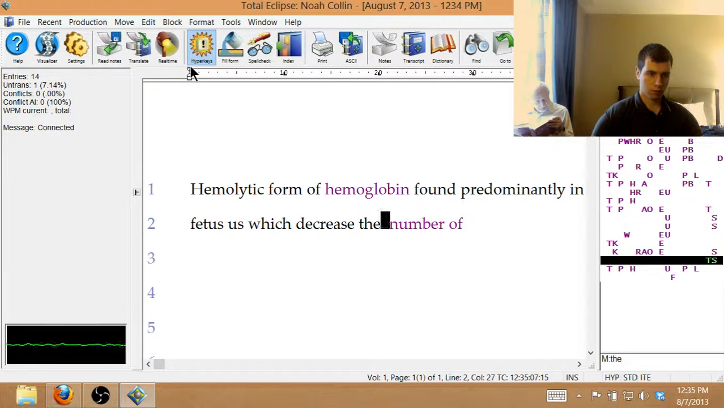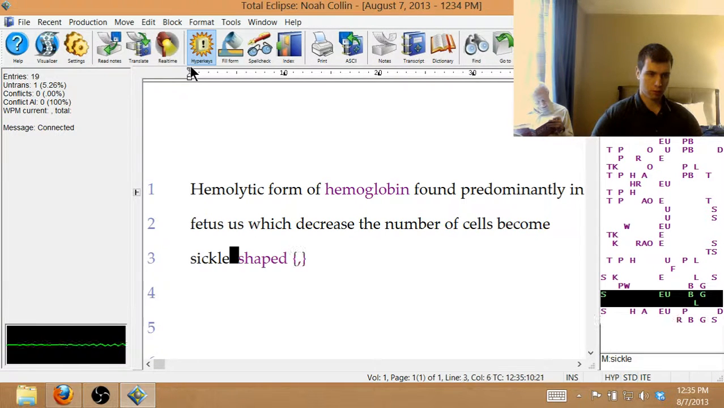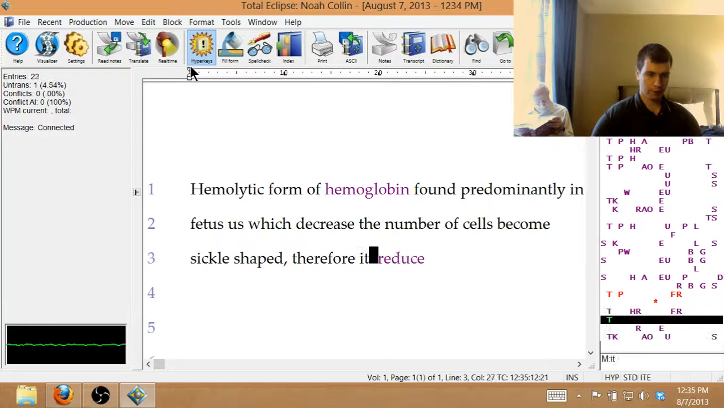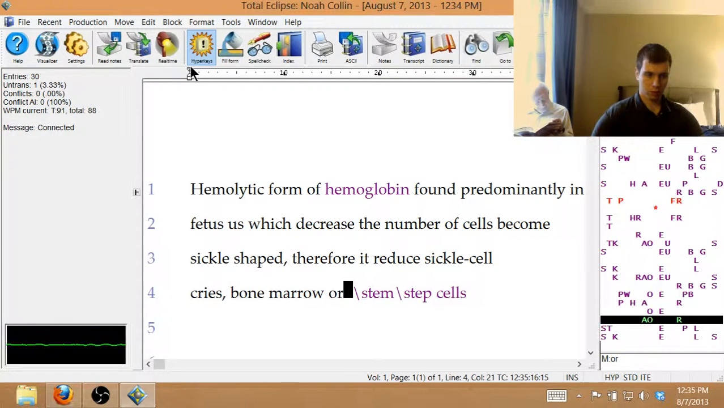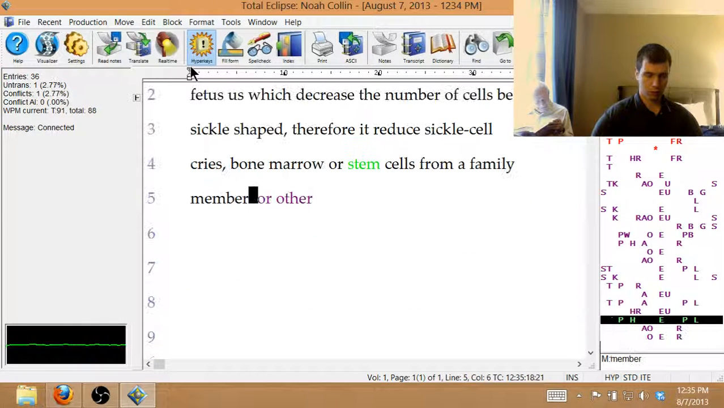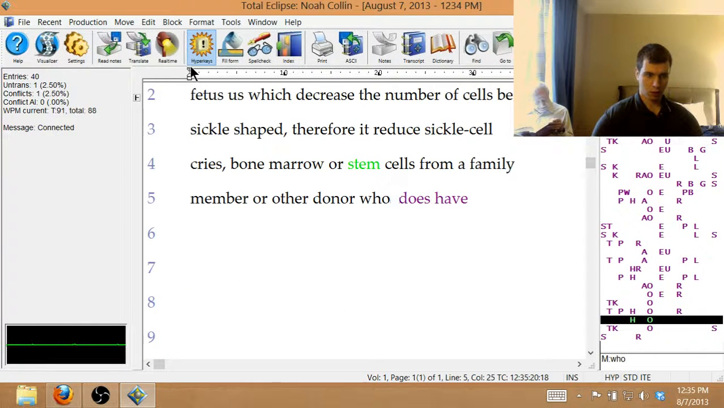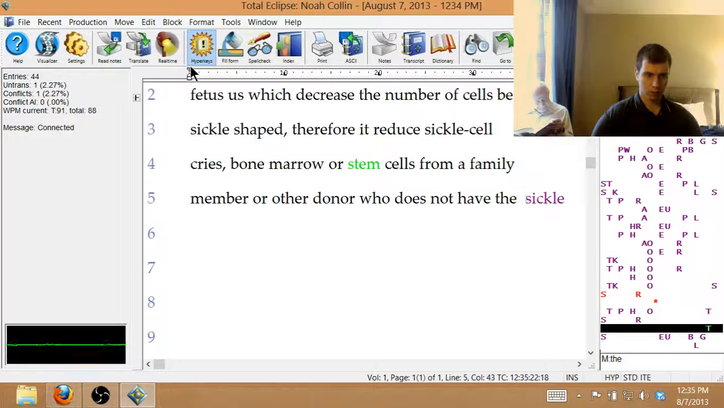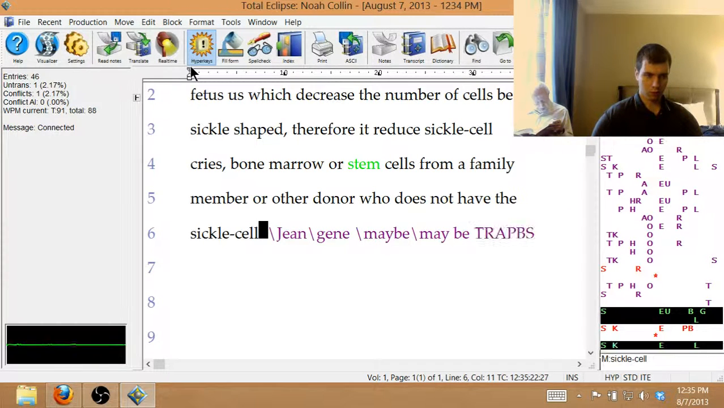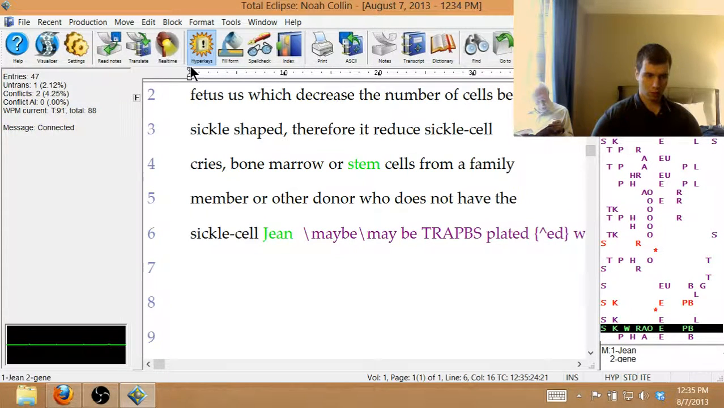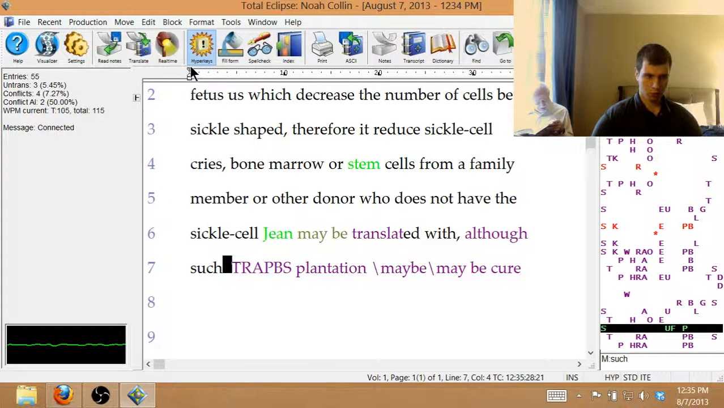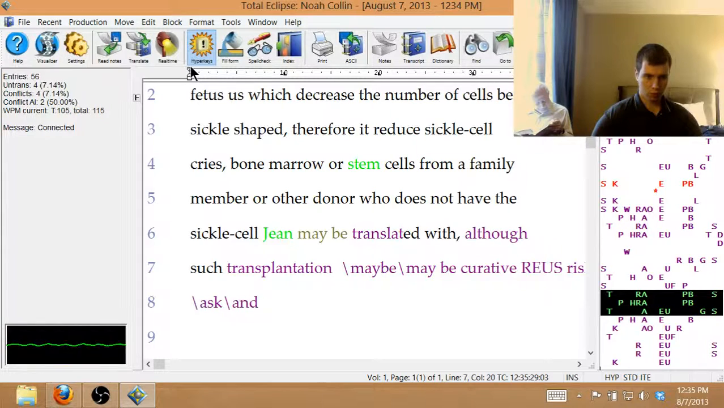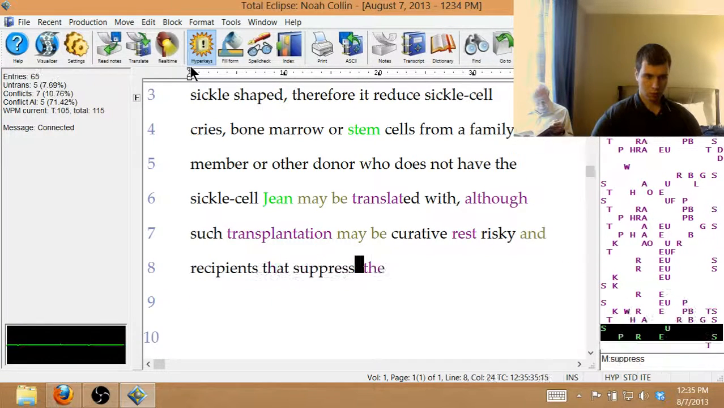Therefore, it reduces the frequency of sickle cell crises. Bone marrow or stem cells from a family member or other donor who does not have the sickle cell gene may be transplanted in a person with the disease. Although such transplantation may be curative, it is risky and recipients must take drugs that suppress the immune system for the rest of their lives.